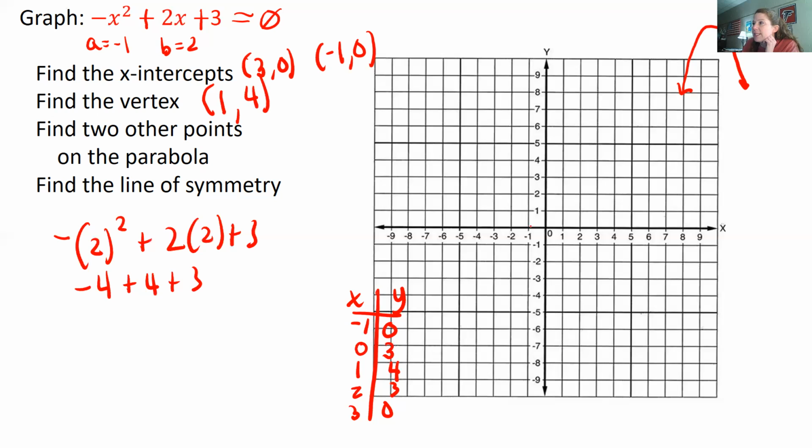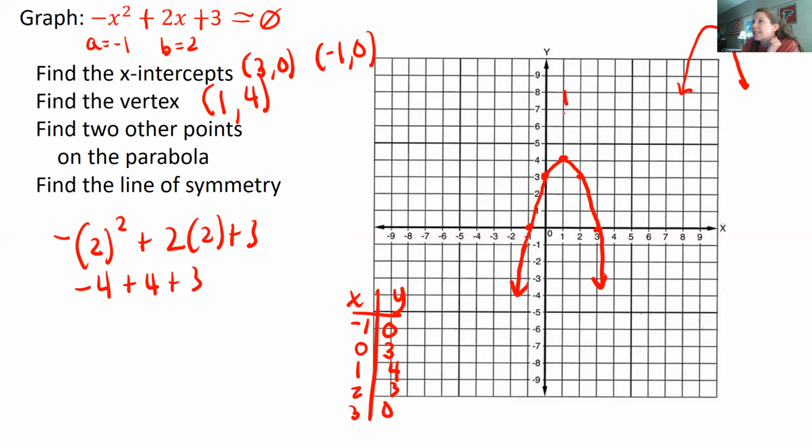So now let's graph all our points. So we have (-1, 0). We have (0, 3). We have (1, 4). We have (2, 3). And we have (3, 0). So there is our parabola that faces down, right? This is our maximum height. Our maximum height is (1, 4). Also, our vertex is (1, 4).